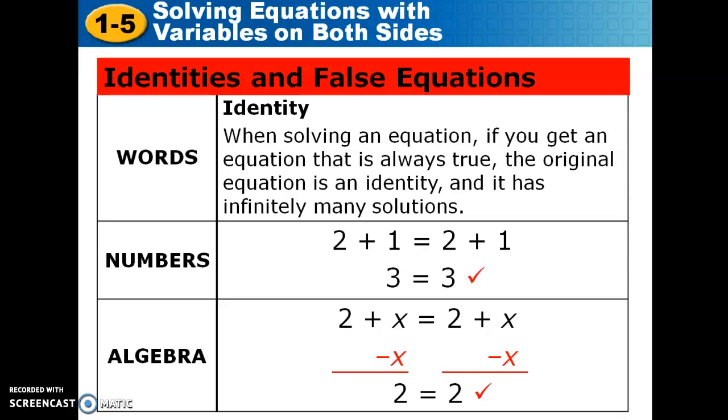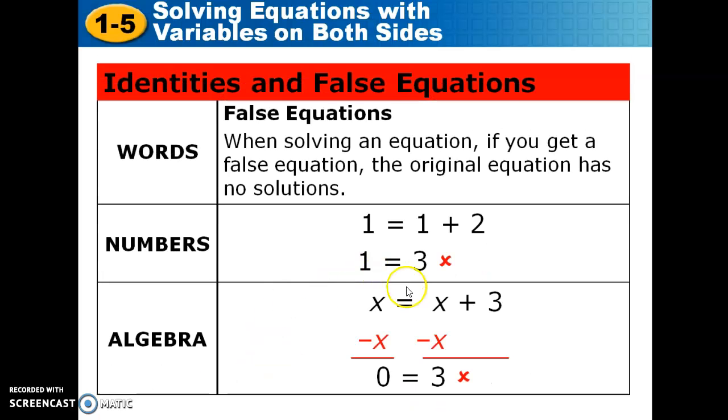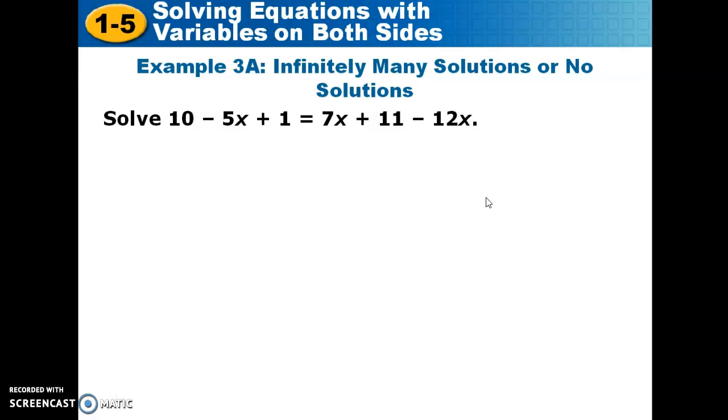So it has infinitely many solutions. Now, if you have an equation that's false, such as 1 equals 3, or when you go to solve this problem down here, you get 0 equals 3, we know those are false. 0 does not equal 3. It's false. So we would just simply write down no solution. Okay, so let me show you some examples of when you have infinitely many or no solution.